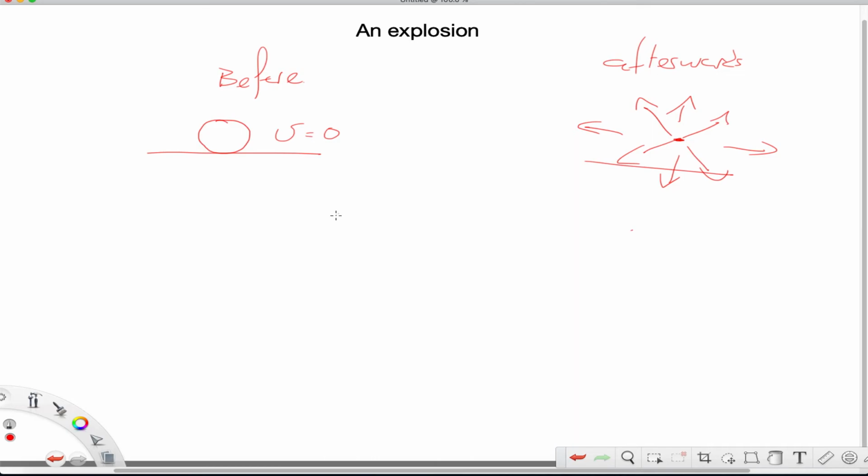Now, since the momentum is 0 here, the total momentum here must be 0. Nobody's going to argue that these bits don't have momentum. But the total momentum will be 0, which means for every bit that goes that way, there has to be a bit that goes this way, and the momentum of those two will add to 0. And along this line, the momentum of these two will add to 0, and the momentum of these two will add to 0.